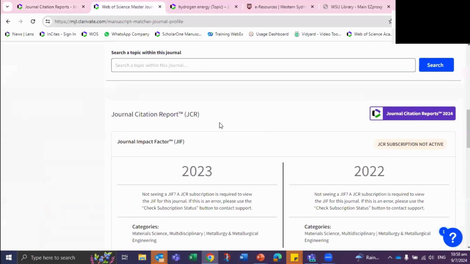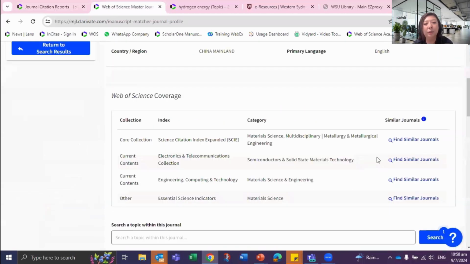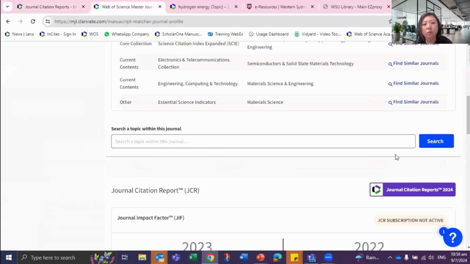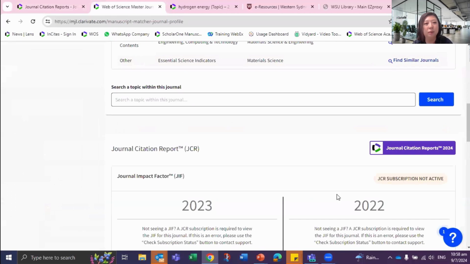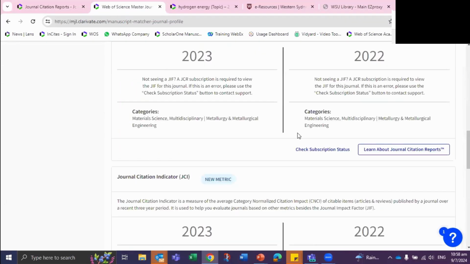Yeah, this one, it shows the JCR not active. Yeah, I think it's because your login hasn't been synced with your access. So once it's synced, it should show that you have a subscription. But in this case, you are logged in also as, why is it shown as not subscribed?